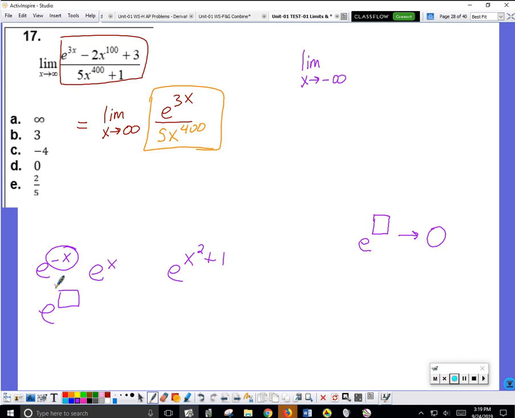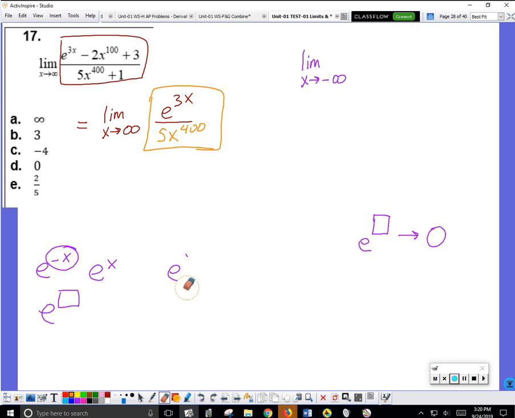Over here, you have this. This is going to become increasingly positive if the limit is approaching negative infinity. But that's why you can't just use quick rules. You got to understand the rule. Does that make sense?